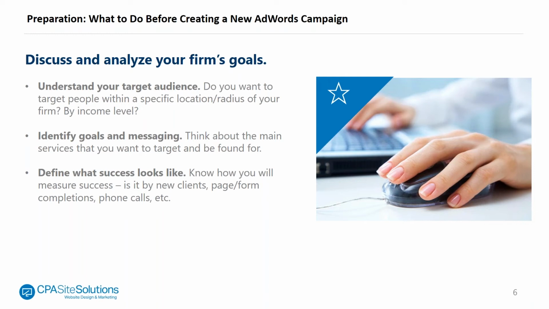What's that person? What's their needs? What are potential keywords they could use? Where are they located? And then also think, what are you trying to get out of your campaign? Why do people come to you?